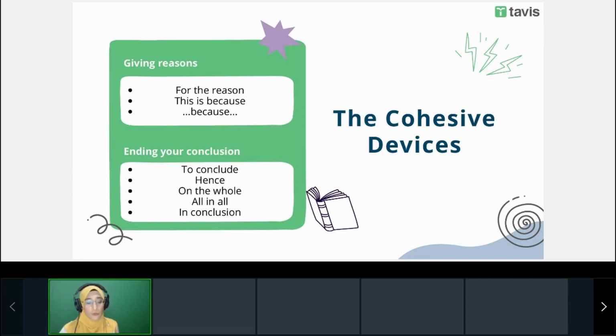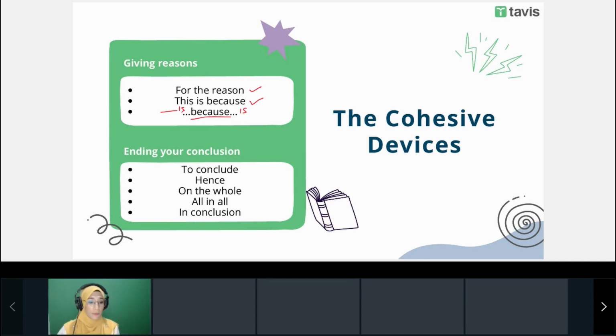Now, next words are when you are giving your reasons. If you need to give out any reason, you can use for the reason or this is because. But most of us enjoy using the word because, right? You have one sentence here and then another sentence here because. So you can use these in your writing.